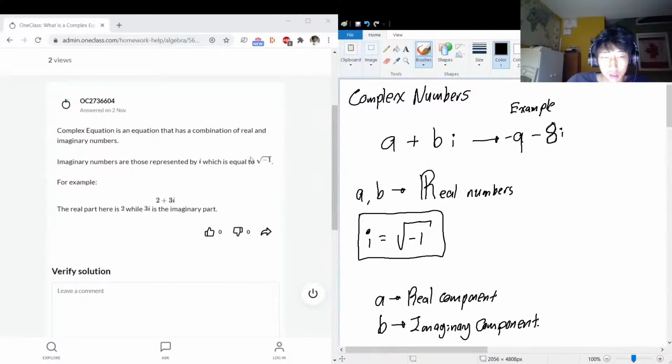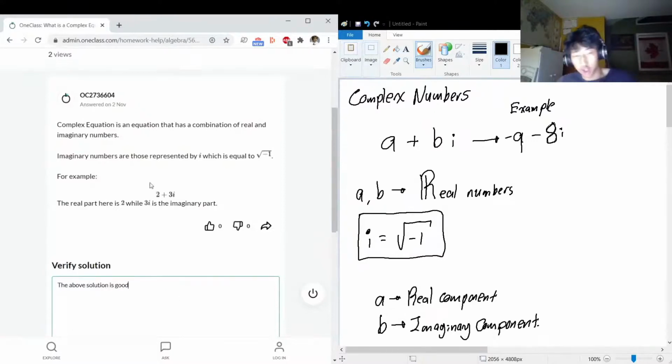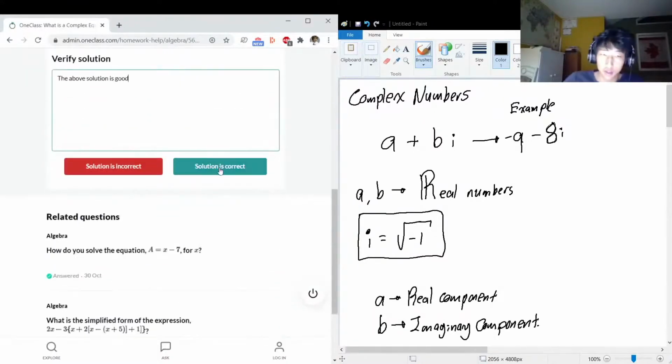So, yeah, the above solution here. They had an example. Maybe it'd be good to show off a negative version of that, but the above solution is good. Awesome. So that's a solution.